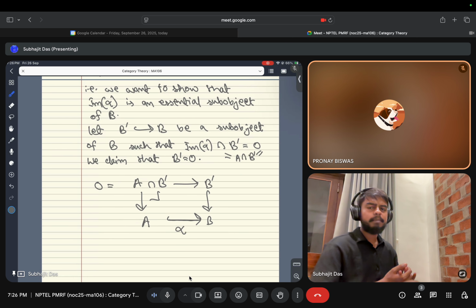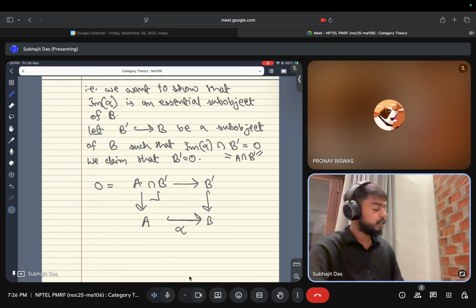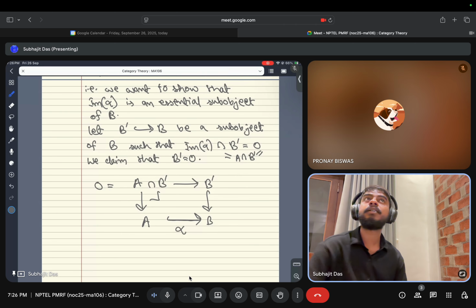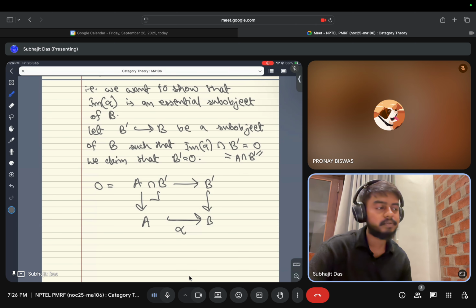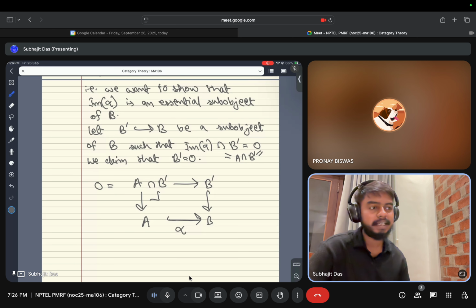Is A non-zero? We don't really know about that. It should be, but that won't matter much here. If A were 0, then of course B would have to be 0 as well, provided alpha were an essential mono.